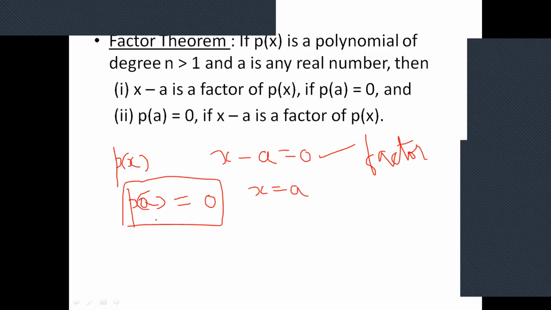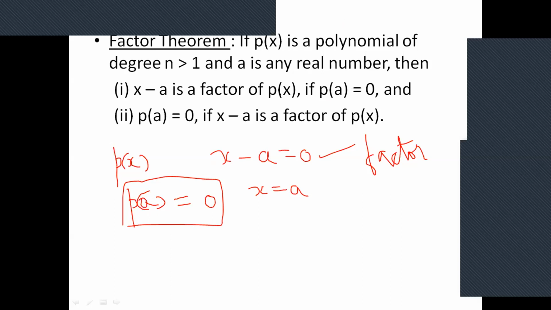x minus a becomes a factor when you substitute x equal to a in p of x, and it gives p of a equal to 0. Or in simple words, we can say a is the solution of p of x. That is what we have. I hope it is very clear to you regarding this. Now, when it comes to this factor theorem, it works two ways. That is, it is an if and only if condition.